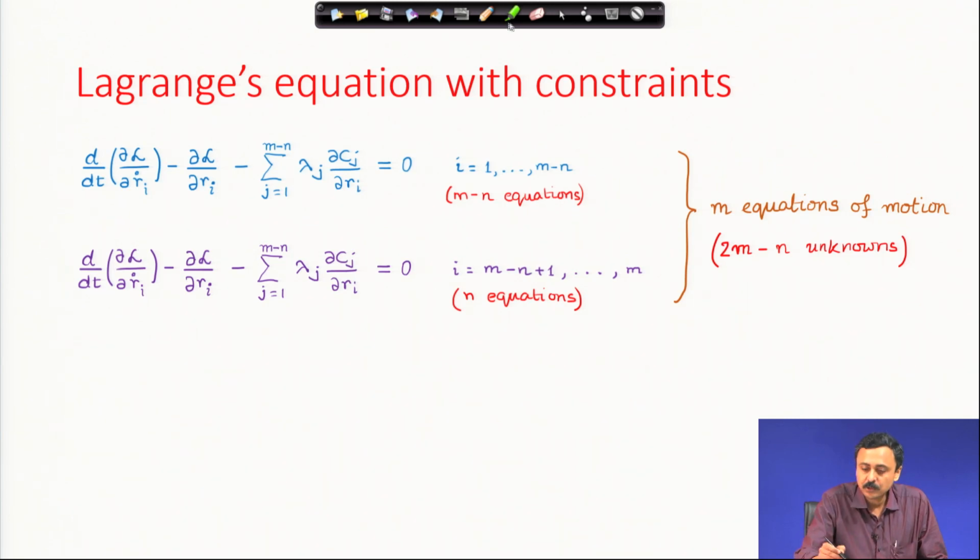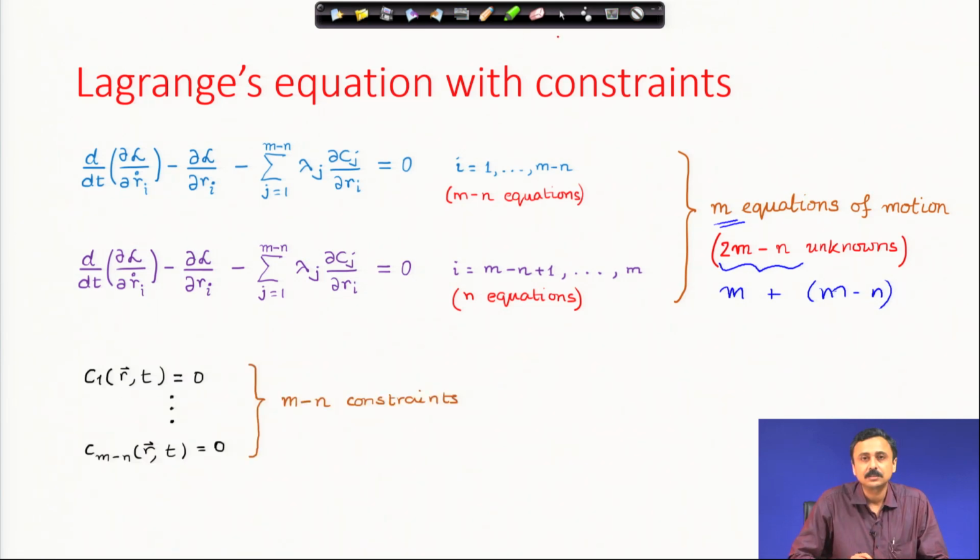How 2m minus n unknowns? Because we had m unknowns plus m minus n Lagrange multipliers, and that is how I get 2m minus n unknowns, but equations are only m because there are m physical coordinates. But it is not to be forgotten that we also have the constraints with us, exactly m minus n constraints, and that will close the whole system.